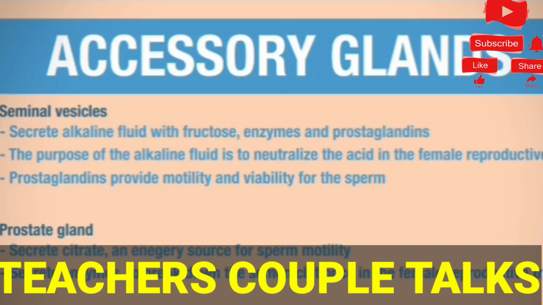Okay, so take a second to make sure you understand. The semen clots during ejaculation and is then broken down once it's inside the female reproductive tract. The last accessory gland is the bulbourethral glands. These glands secrete a fluid that contains mucus. Why is mucus important? It serves as a lubricant.